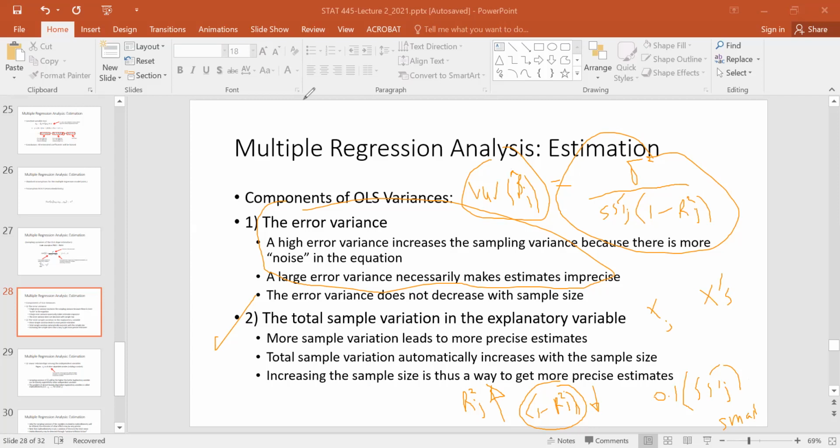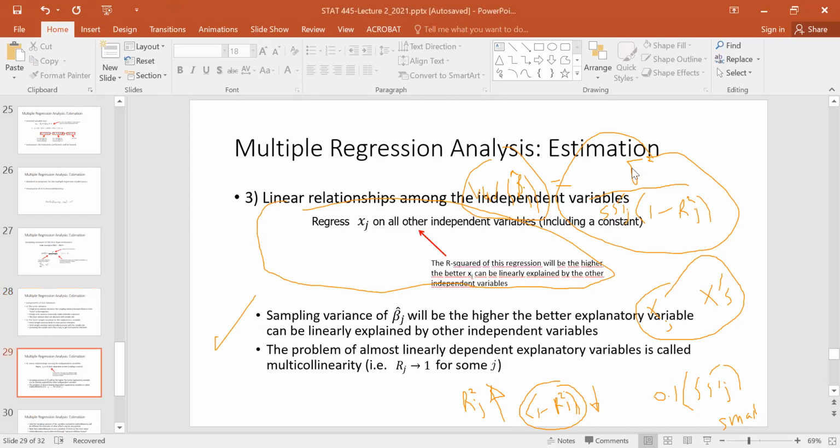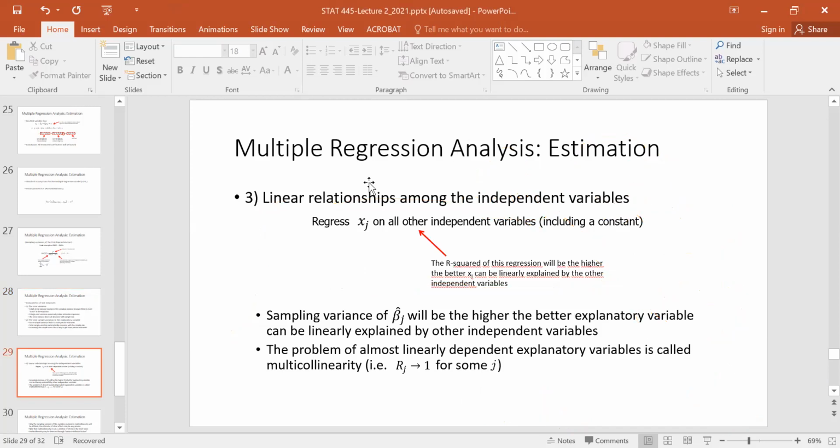We don't like it. Okay, so that means that we don't want r squared at x to be so highly related to other regressors. Some correlations are allowed, but if it's so high, there is a problem. It increases our variance, the sampling variance of the estimator. So that is what is discussed at part 3.